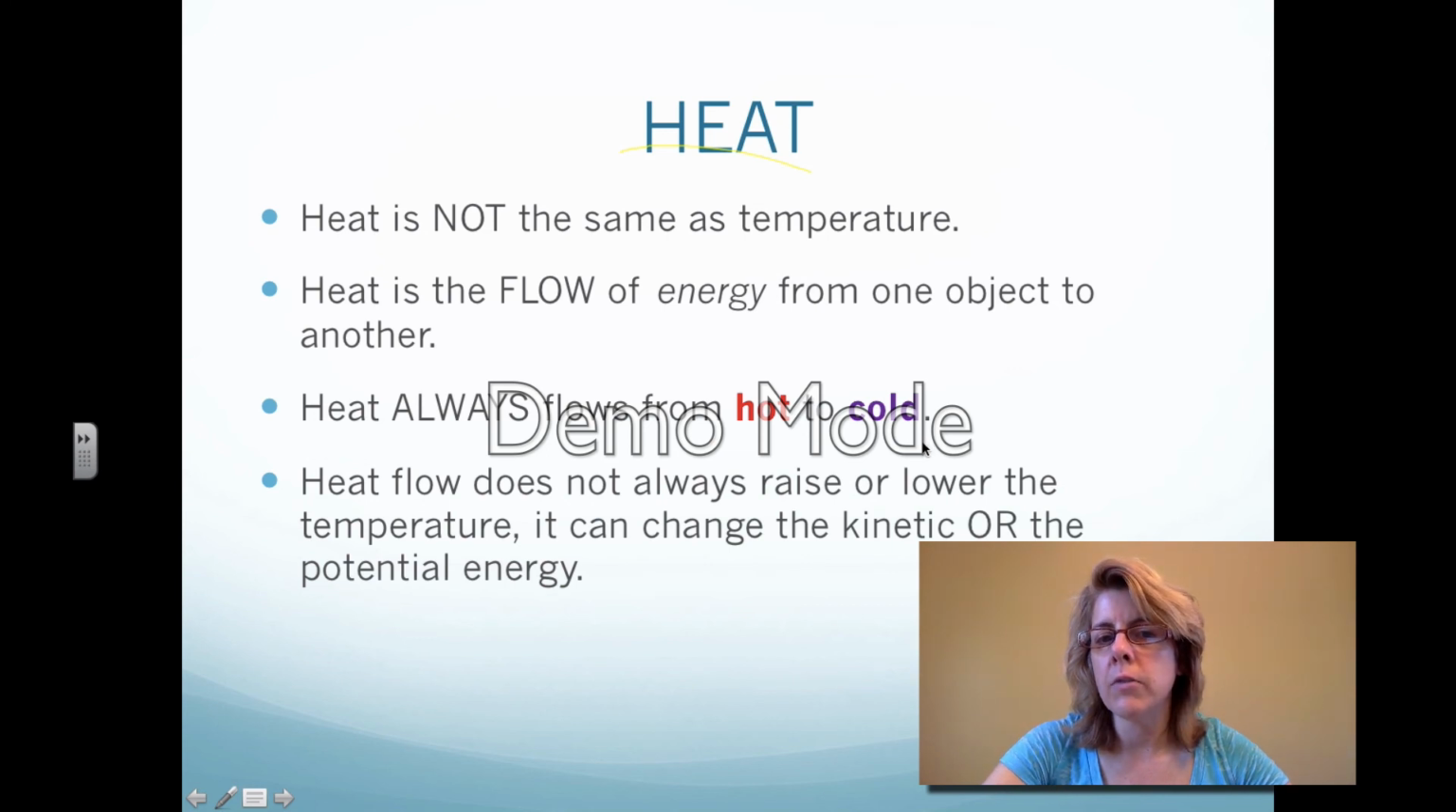Now, the interesting thing is we don't always get an increase in temperature when heat flows from hot to cold. That's the bizarre thing. And when you look at phase diagrams, or when you look at heating cooling curves, you're going to see why that happens.